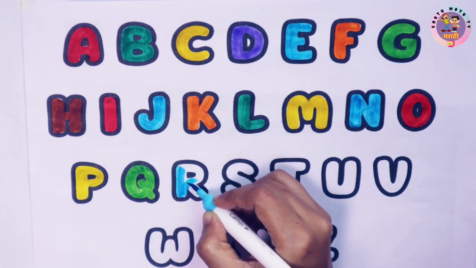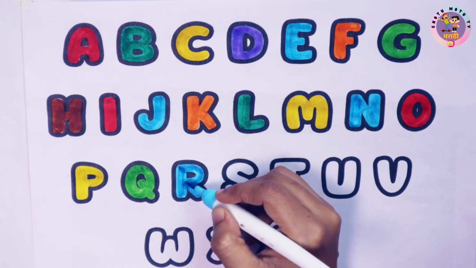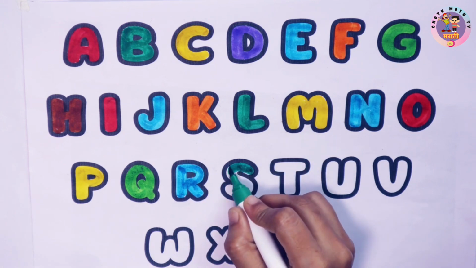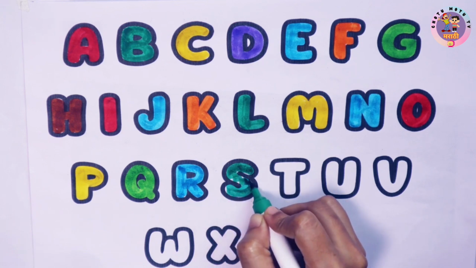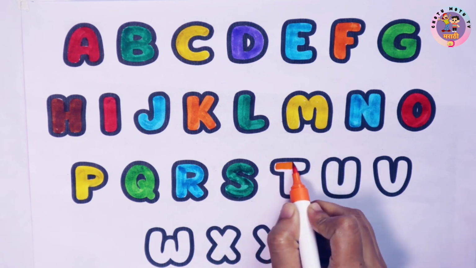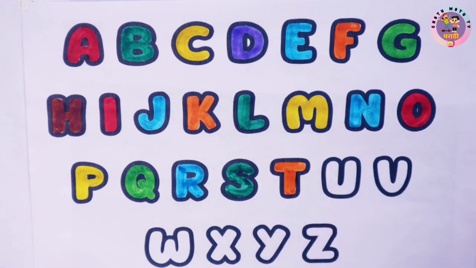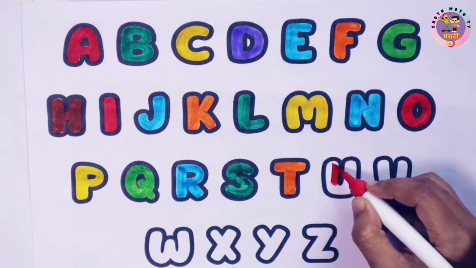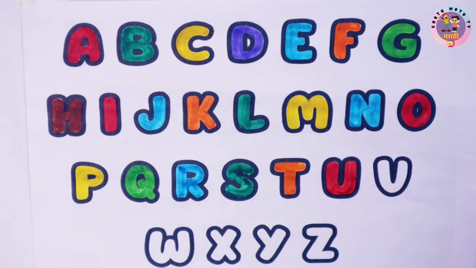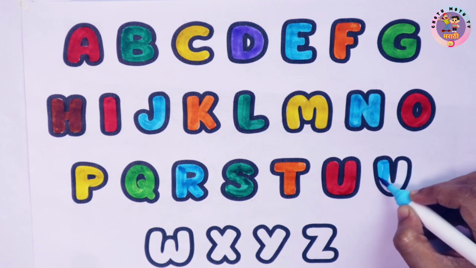R. R for rabbit. S. S for snake. T. T for tiger. U. U for umbrella. V. V for van.